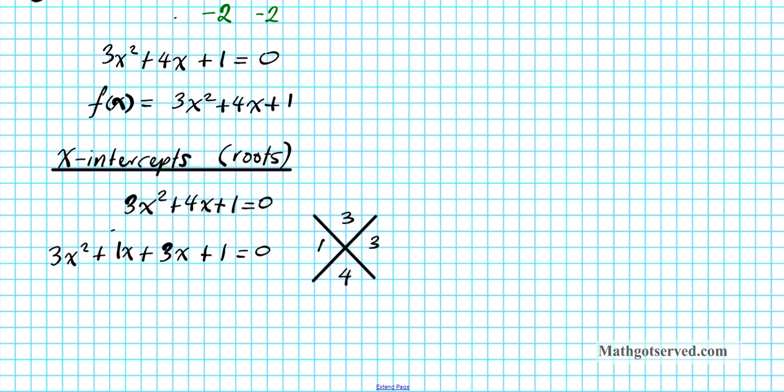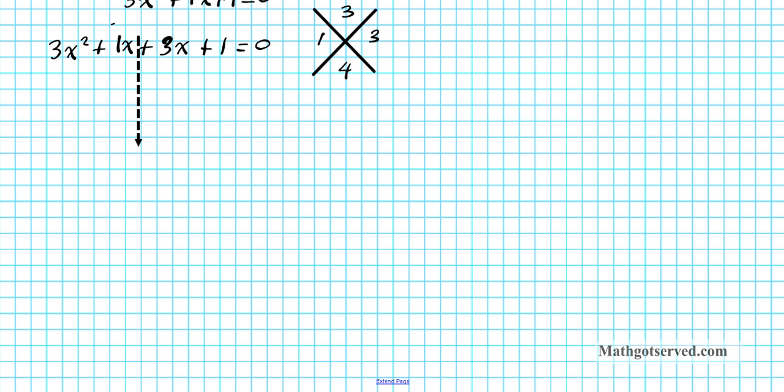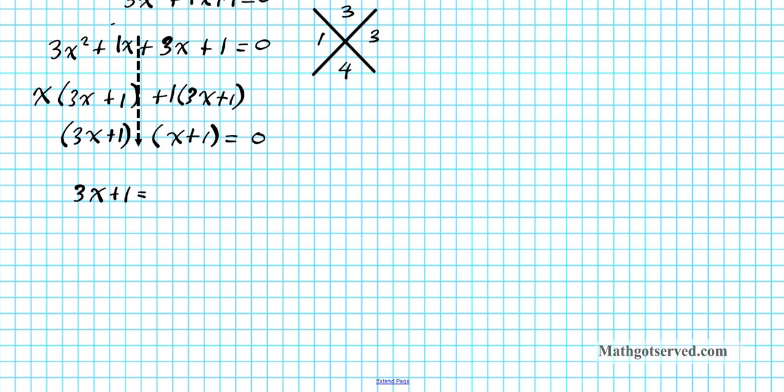Now we'll break it down the center and factor by grouping. From the first two terms, let's factor out x, so we're left with 3x plus 1. From the next two, they are co-prime, so I can take out 1, leaving 3x plus 1. To factor this completely, we have 3x plus 1, the common factor of each quantity, times x plus 1 equals 0. Now we're going to use the zero product property and set both factors to 0: 3x plus 1 equals 0, and x plus 1 equals 0.